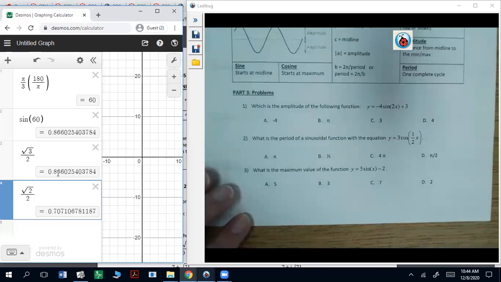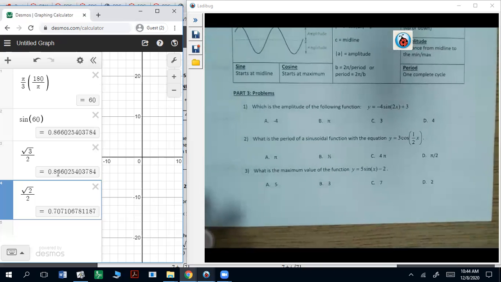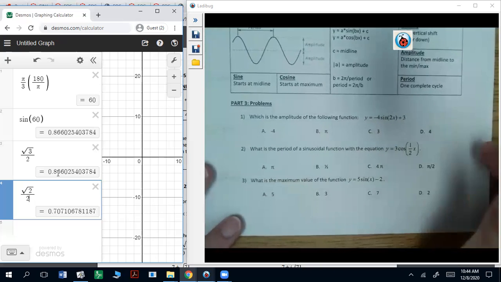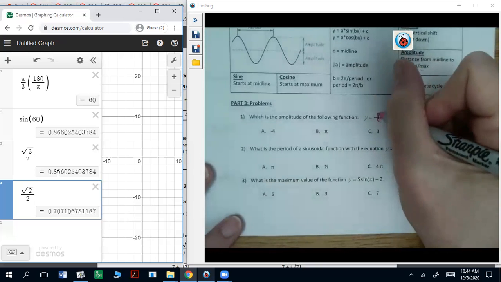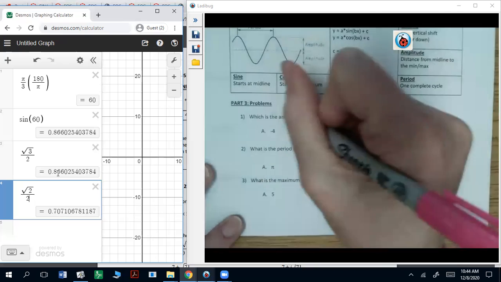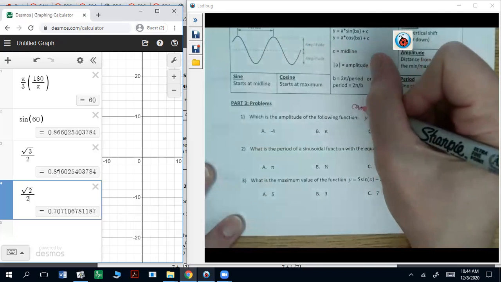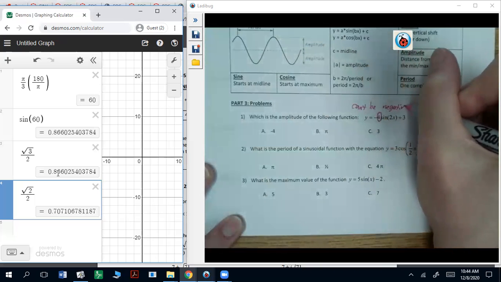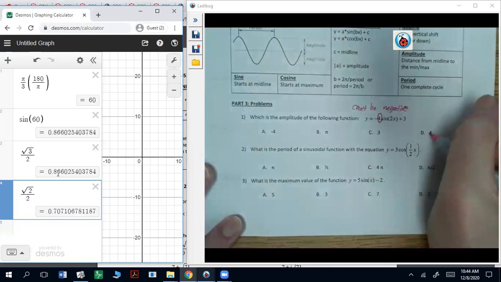Part 3. Which is the amplitude of the following function? So we just came off of this unit. The amplitude is the leading number, no negatives, can't be negative. So amplitude is always a positive number.